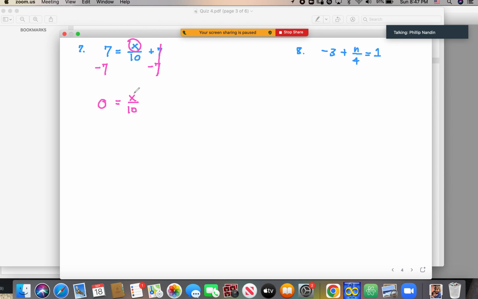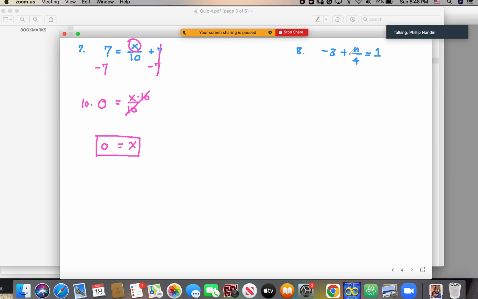Think of what it is that I need to do to get x by itself over here. Well, this 10 is in the way. And it's x divided by 10. So you have to undivide by multiplying by 10 on both sides. And you get 10 divided by 10 is 1. 1 times x is just x. And then 0 times 10 is just 0. And I get x is 0.